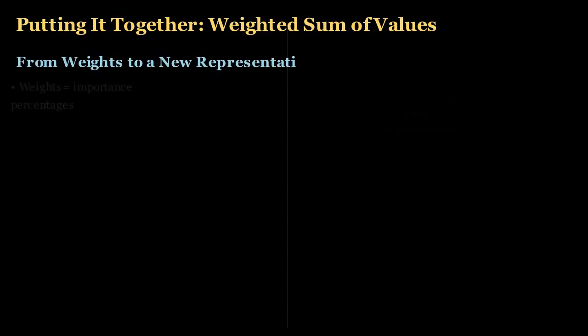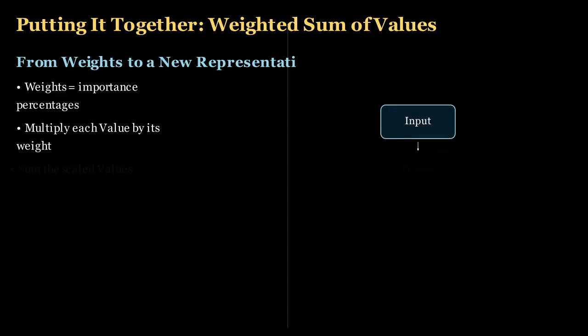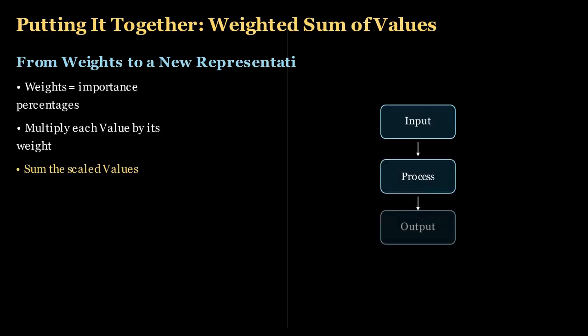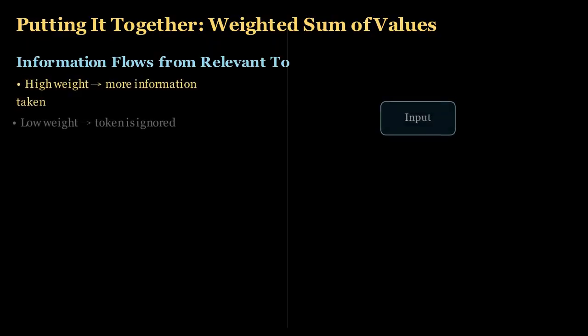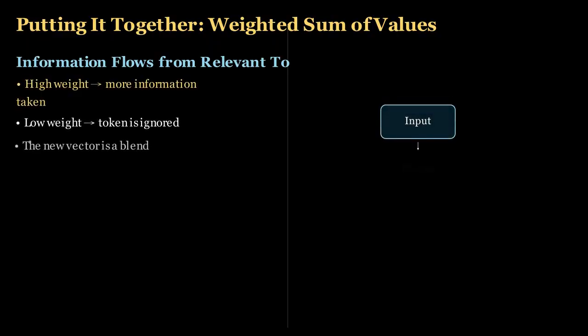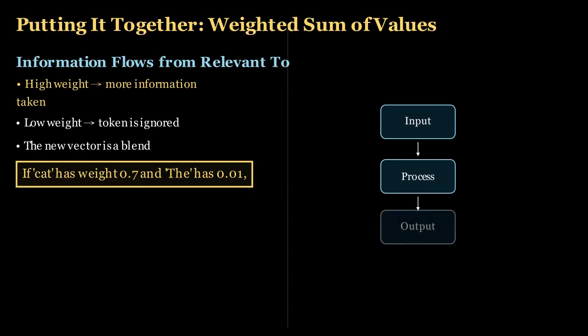We just turn scores into weights that sum to 1. Now, we multiply each value vector by its weight and add them all up. This weighted sum is the new, context-aware representation for our token. Tokens with high weights pour more of their value into the sum. Irrelevant tokens, with near zero weights, contribute almost nothing. The result is a blend where the most relevant information dominates.